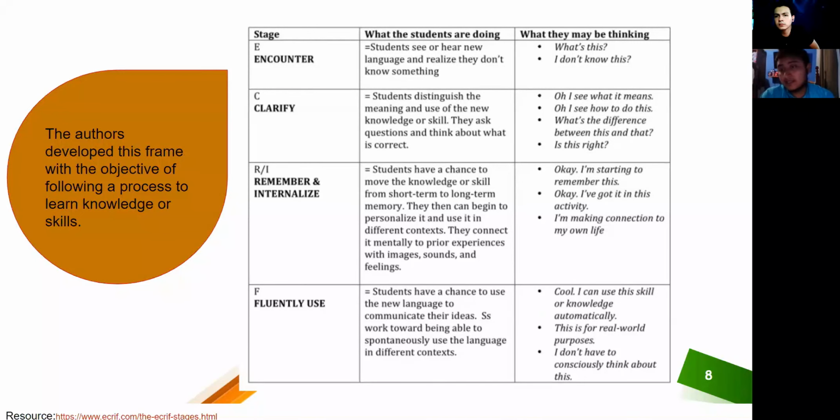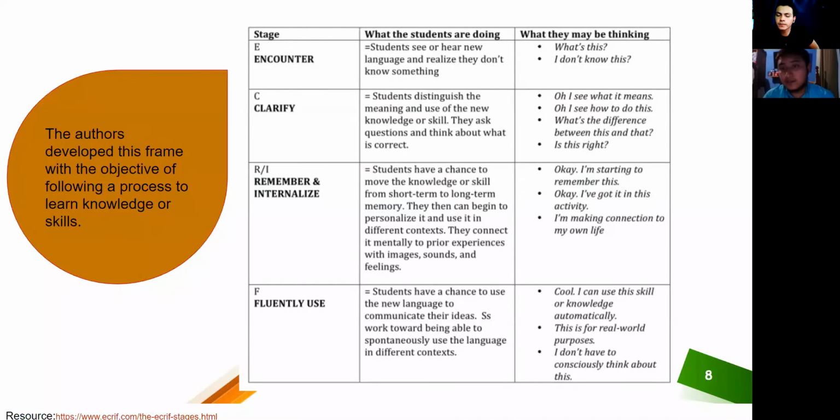And as it says there, what they may be thinking: oh, I see what it means, or I see how to do this. What's the difference between this and that? Is this right? They might want to experiment with all this knowledge, and we need to create this time with them for them to experiment with it, and also to have an experiential moment with all this knowledge that they are just facing for the first time.